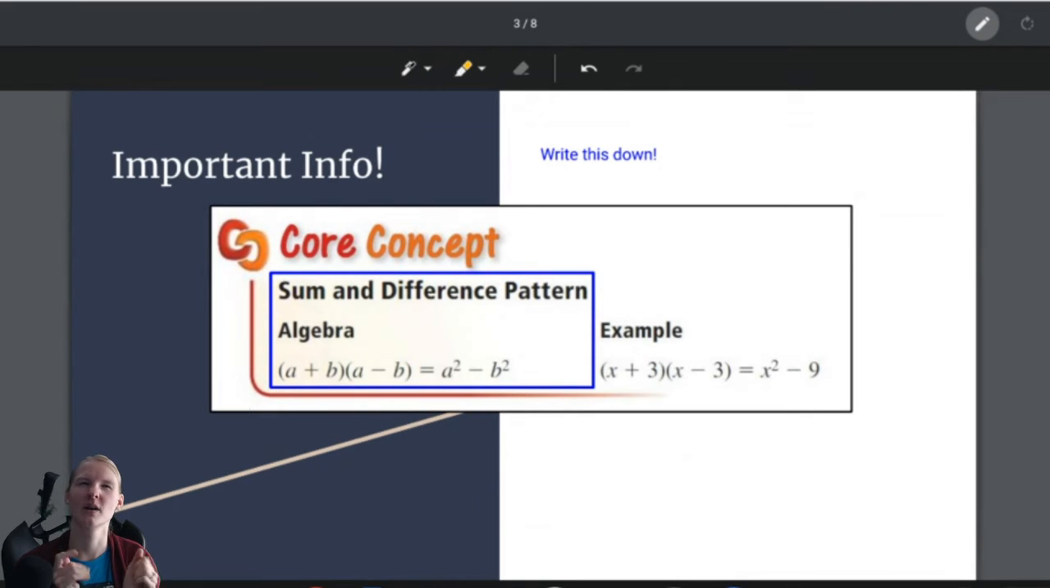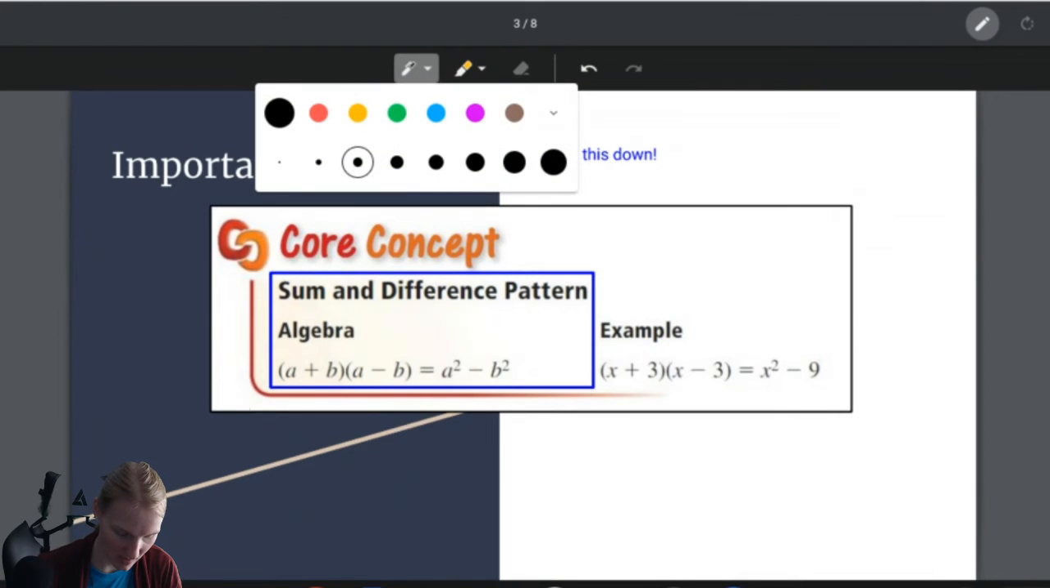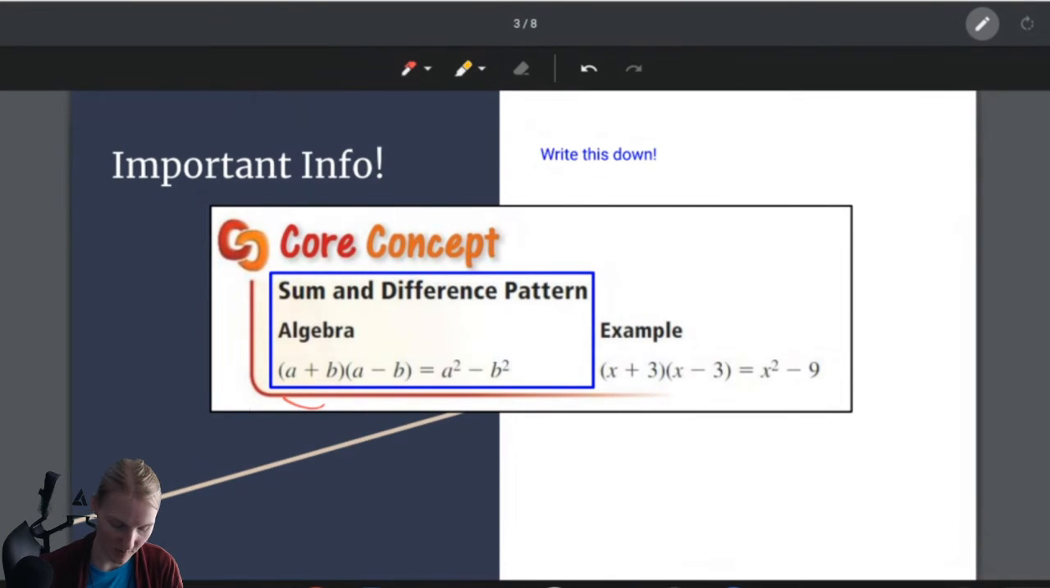How do we know this pattern is real? How do we know it's true? So let's get a different color we can see easier in here. If I take a plus b and I multiply it by a minus b, I'm going to get a squared minus b squared. That's it. What? Mrs. Dodge, it can't be that easy, can it? Okay, well, let's check out this example that they gave. Let's check it out over here. x plus 3, x minus 3.